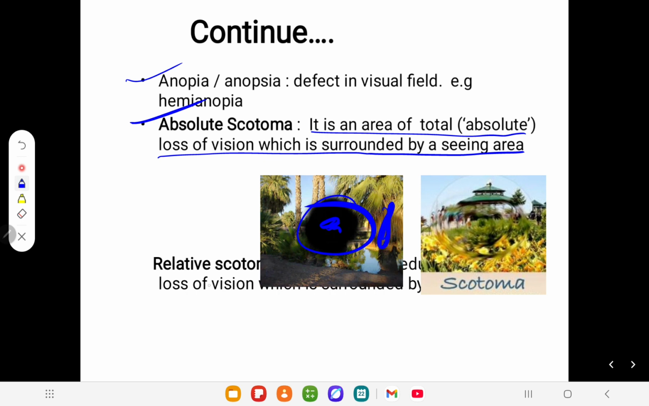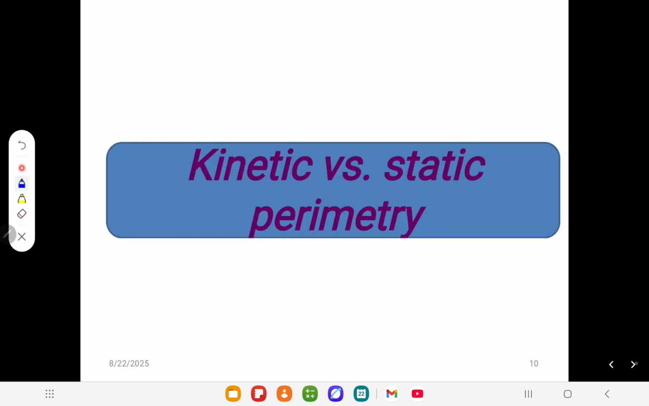But relative scotoma is not that. It's just a reduction of sensitivity in the seeing vision. You don't completely lose sight here; you see here in the center, but there is a reduction of sensitivity in the center. Okay, that's called relative scotoma.